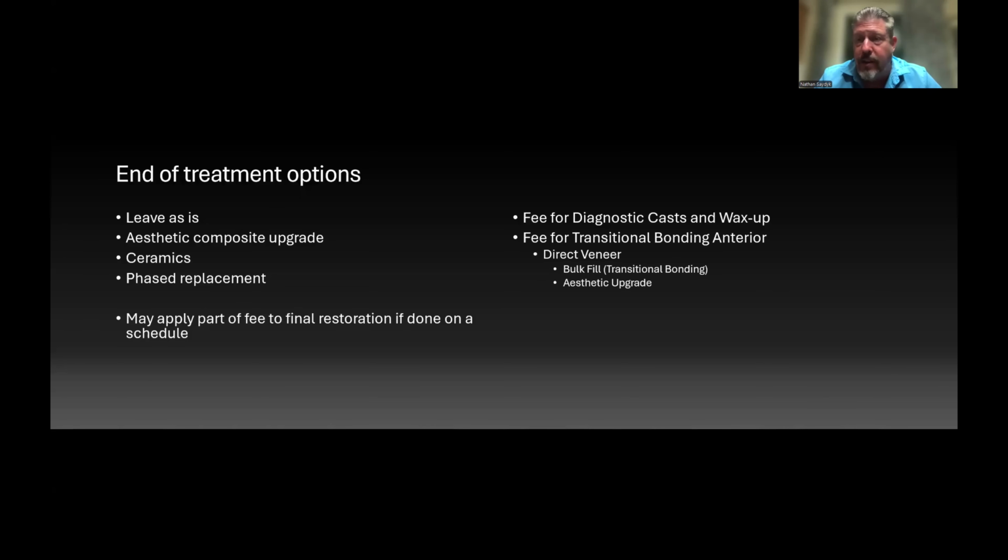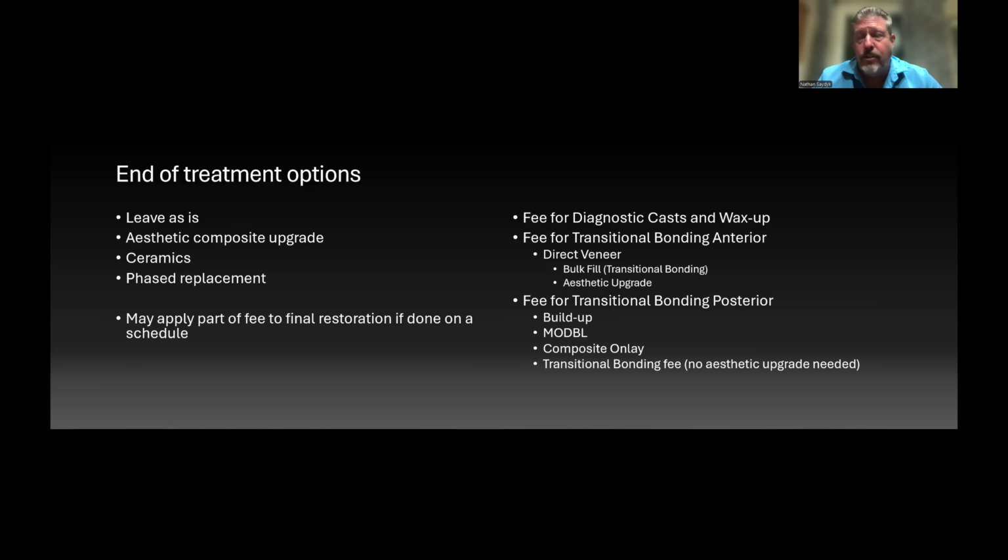Whatever fee you're going to have for a direct veneer, $700, $900. People charge more, people charge less. Make it worth your time, though, for the transitional bonding. For the back teeth, I make a choice. Sometimes I call it a buildup. Sometimes I call it an MODBL. Sometimes I call it a composite onlay, or sometimes I call it transitional bonding. I look at what needs to be done, how much it's going to cost, and I look at what their reimbursement is and what the fees are. And I pick one of those, right? There's no right or wrong way to do this transitional bonding.